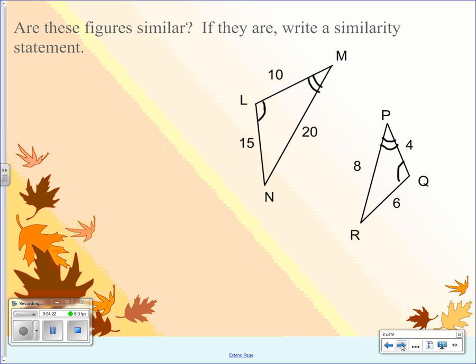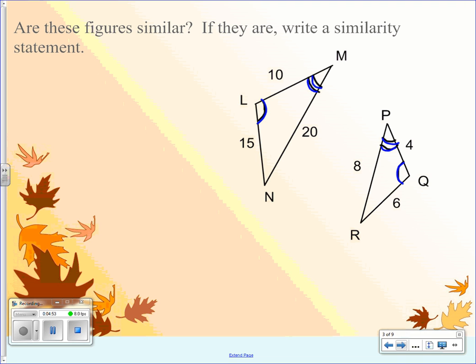Okay, so let's take a look at this question. This one says, are these figures similar? If they are, write a similarity statement. So in order for figures to be similar, we have to go back and check. Are all of the pairs of angles congruent? And are all of the pairs of sides proportional? So let's look at our angles first. Well, we have this angle L, which is obviously congruent to angle Q. There's one pair. We have angle M, which is congruent to angle P, a second pair.